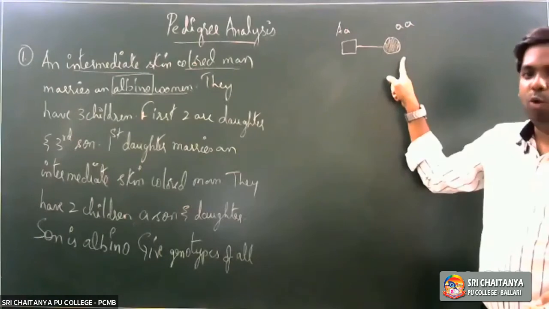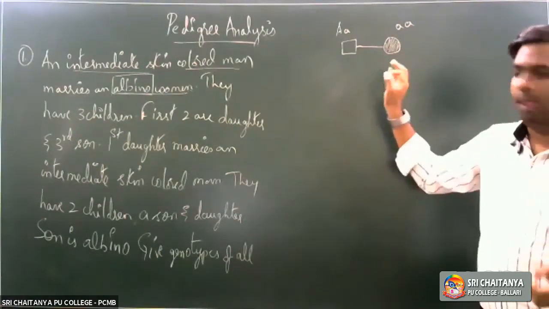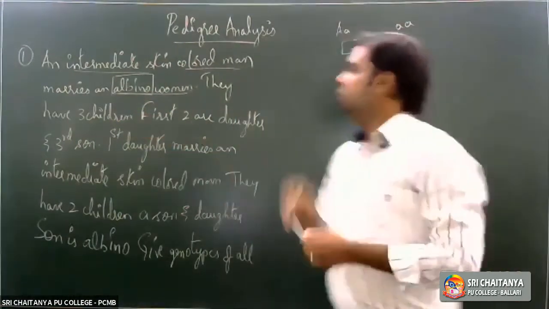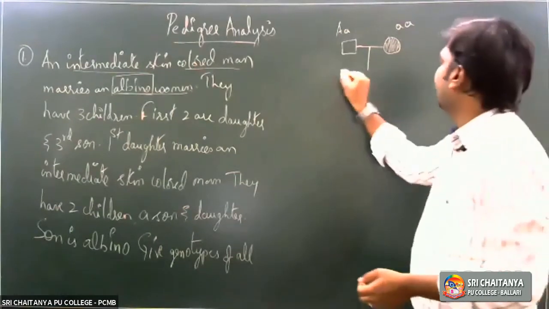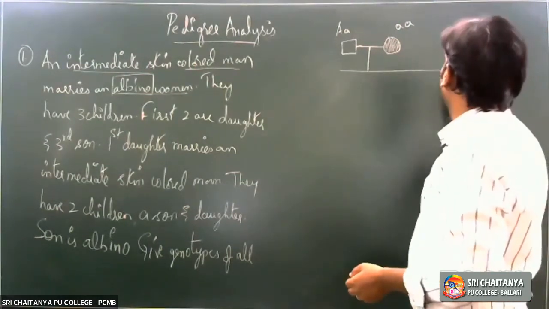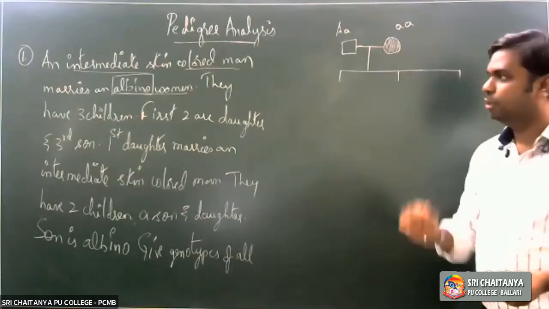marries an albino woman. So how do we represent marriage? With a straight line here. Right. Next, they have three children. So we are putting a line here, showing the progeny, right? So they have three children: 1, 2, and 3.